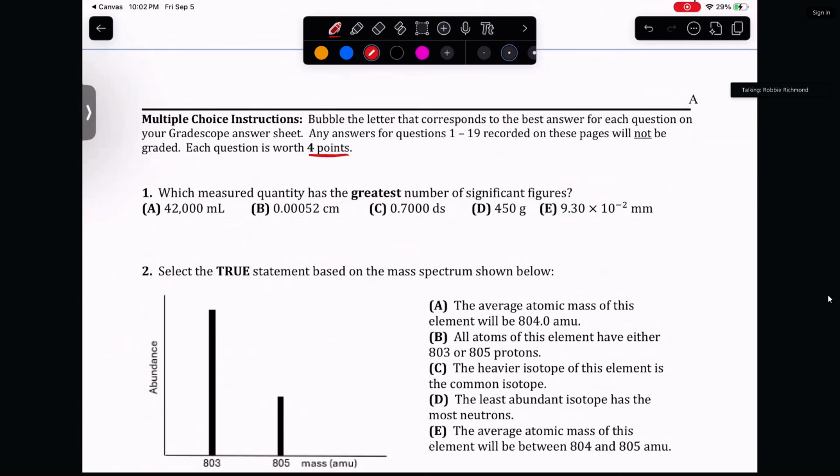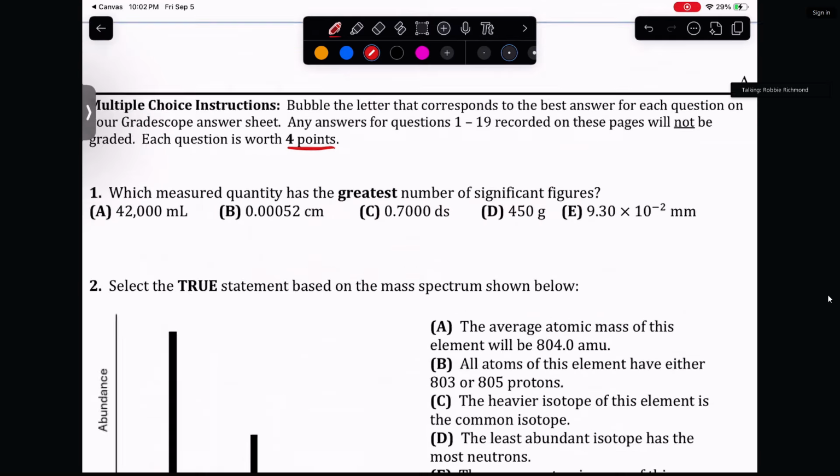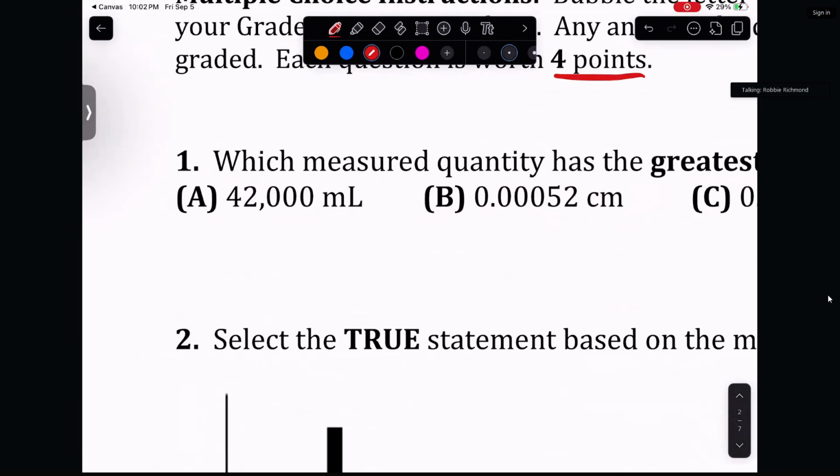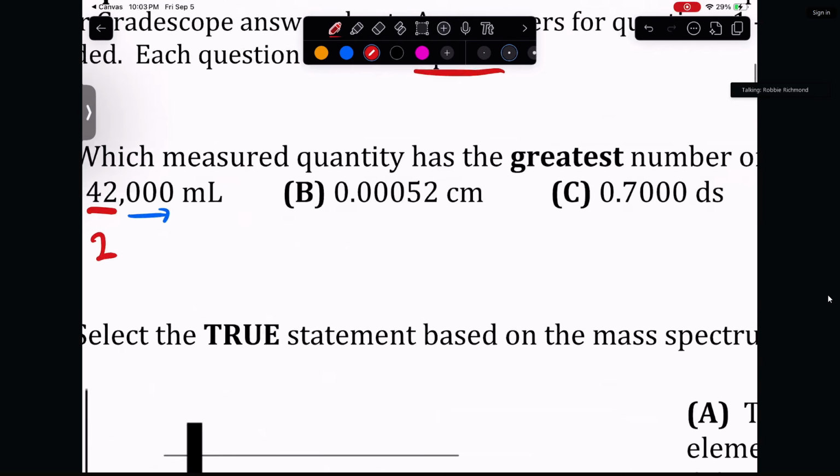Alrighty, let's dive into this. Question 1, which quantity has the greatest number of sig figs? This is going to be looking at each answer choice, seeing which one has more. I see 2 sig figs here. Anything trailing after that doesn't have a decimal point at the end, that is not significant. So this only has 2. This one, leading zeros are never significant. This only has 2.